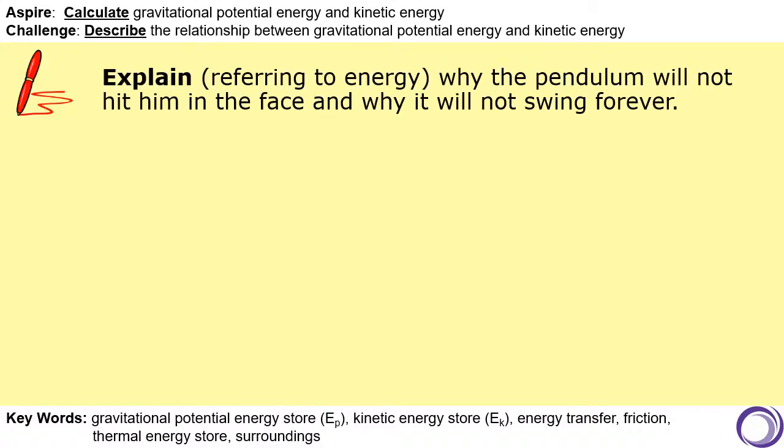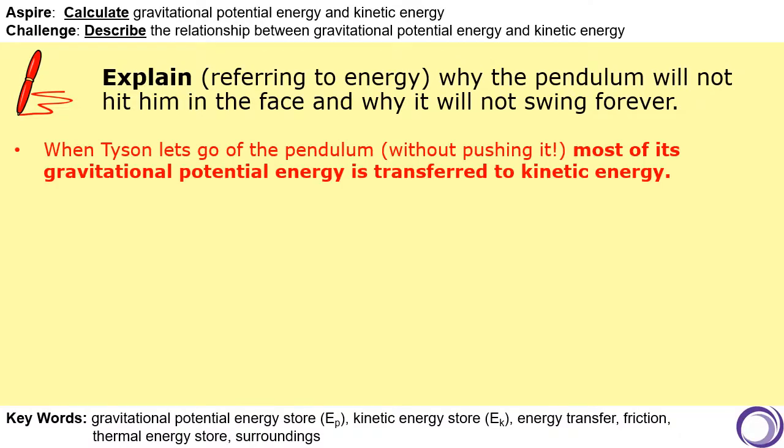Okay, let's see how you did. So grab your different coloured pen. So here are some points that you could have included in your explanation. First of all, when Tyson lets go of the pendulum without pushing it, most of its gravitational potential energy is transferred to kinetic energy.